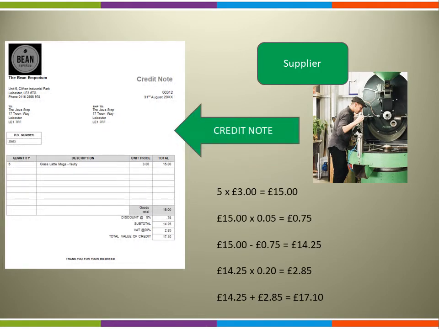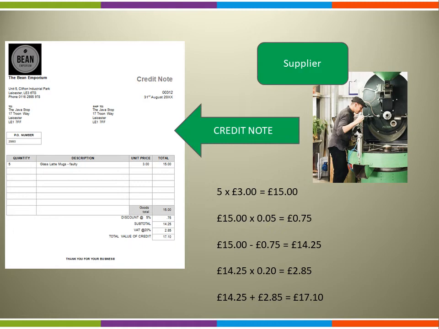You should have calculated that the total for the 5 returned mugs was £15. When we multiply the 15 by 0.05, we get a discount of 75 pence. The subtotal therefore is the £15 minus the 75 pence to give us £14.25.